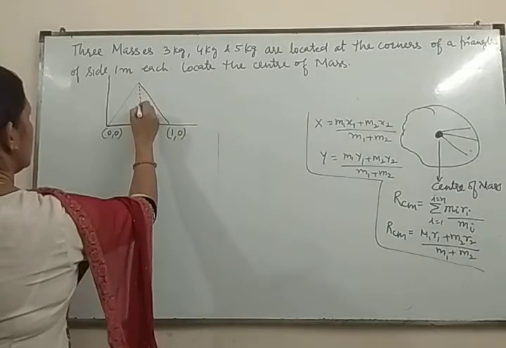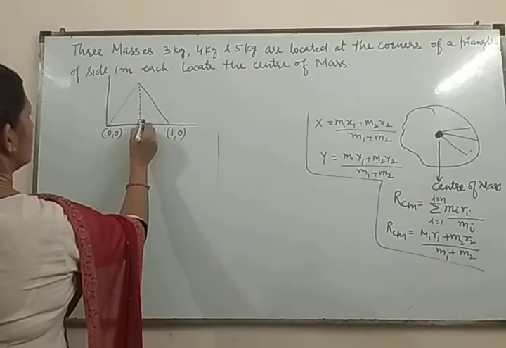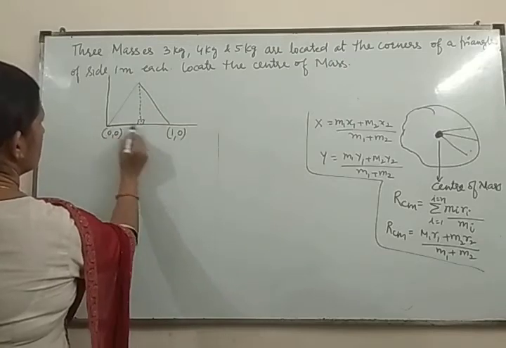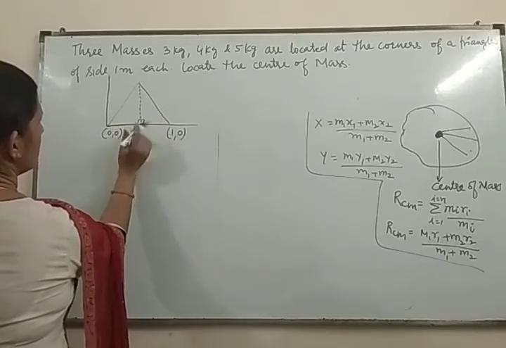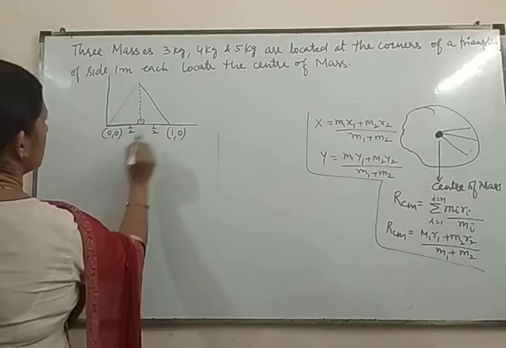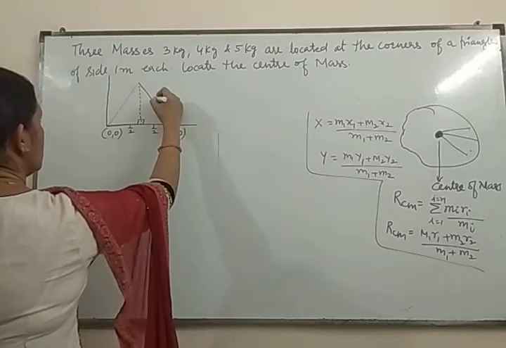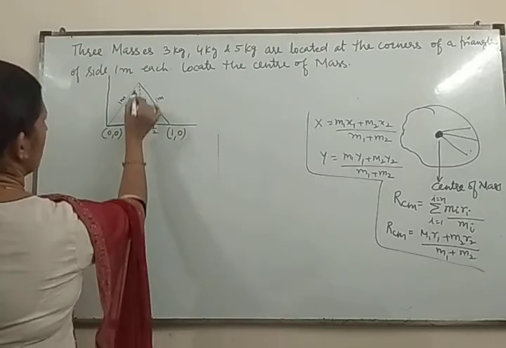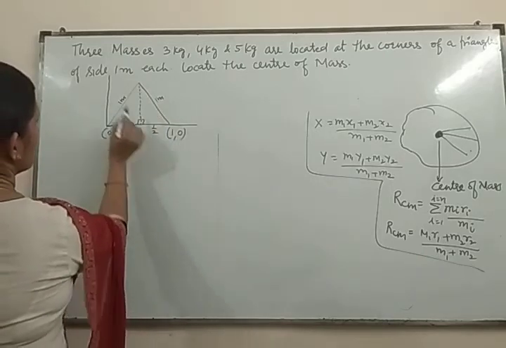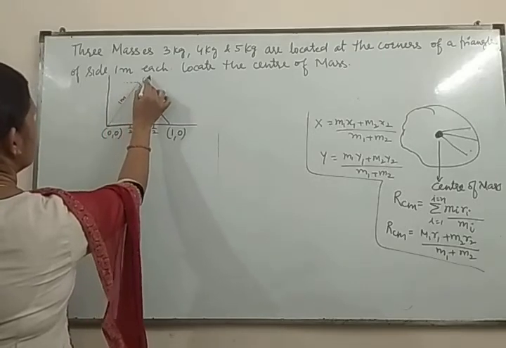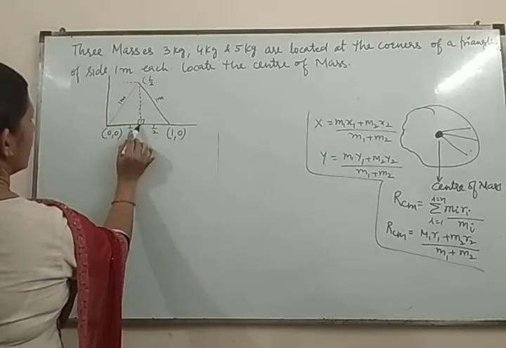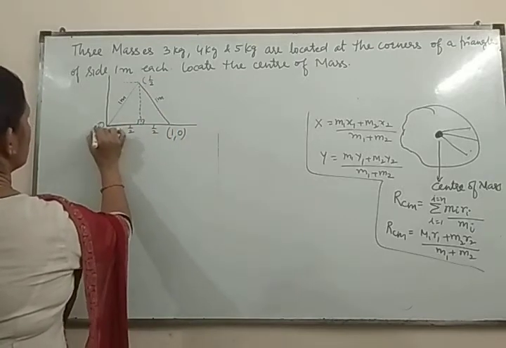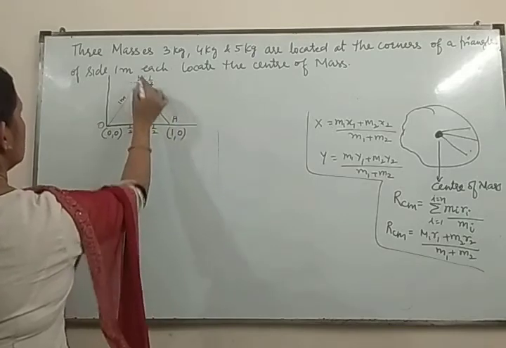In an equilateral triangle there is a property: if you draw the normal from the vertex, it divides the opposite side into 2 parts. If this complete side is 1 meter, this is half meter and this is half meter. This side is 1 meter, this is 1 meter. Now you have to find the coordinates of this point. The x distance is half meter from the y-axis, and you don't know the y value. Suppose this is O, A, B and C.